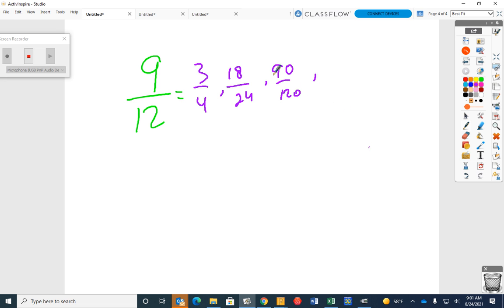What's another one? Brooklyn. 108 over 144. As long as you multiply the top and the bottom by the same number, is it equivalent? Yes. Or in this case, on the first one, we reduced it. It's still equivalent, isn't it? Does that make sense?